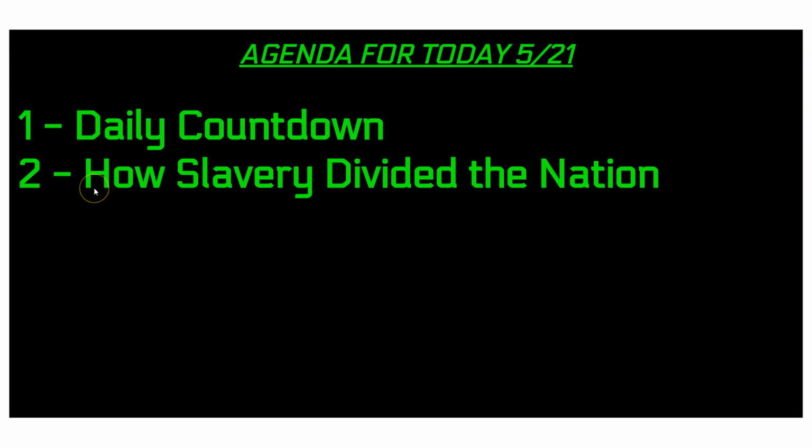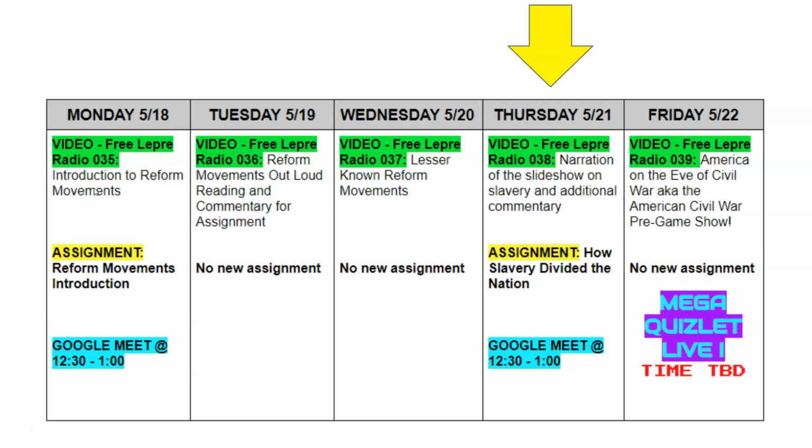So first thing, as usual, I'll be making it a regular thing, our weekly calendar and daily countdown. So it should say 37 on today's thing. So you have a new assignment today, How Slavery Divided the Nation. Google Meet at 12:30 to 1. I can answer your questions.